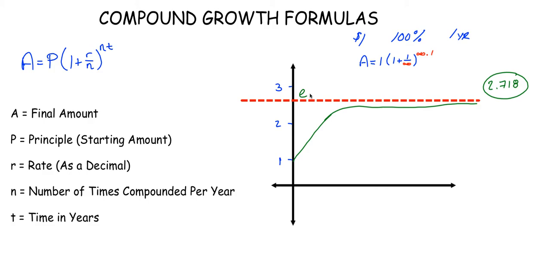And E is found from this right here. We don't really have to get into the whole definition of E, but E is basically what the value approaches as we compound it an infinite number of times. Okay, so that value E, we can actually use for something that's compounded continuously.